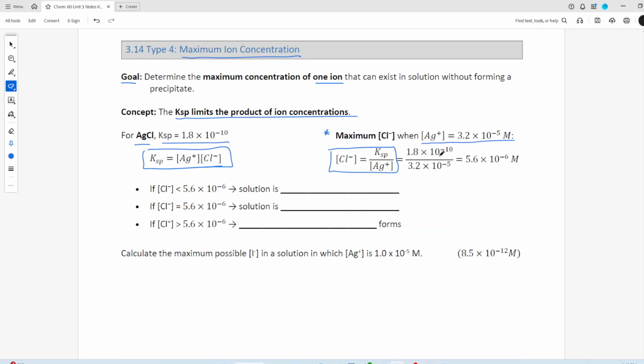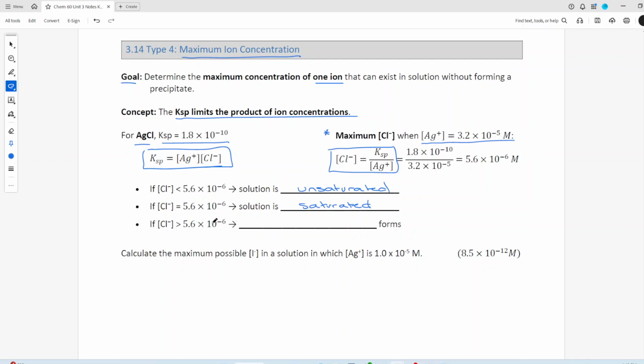So I know that the KSP is 1.8 times 10 to the negative 10, and the concentration of silver is 3.2 times 10 to the negative 5. So I can find the maximum ion concentration of chloride, which would be 5.6 times 10 to the negative 6. Which means if the concentration of chloride ions added was less than 5.6 times 10 to the negative 6, the solution is unsaturated and a precipitate will not form. If the value of chloride ions is 8.5 times 10 to the negative 12, the solution is saturated but at the verge of precipitating, right?